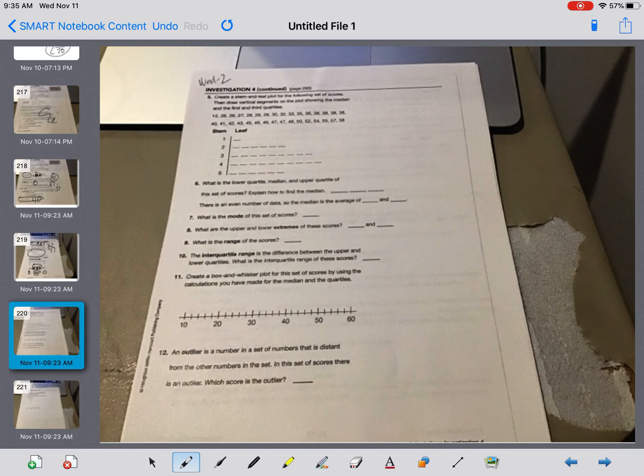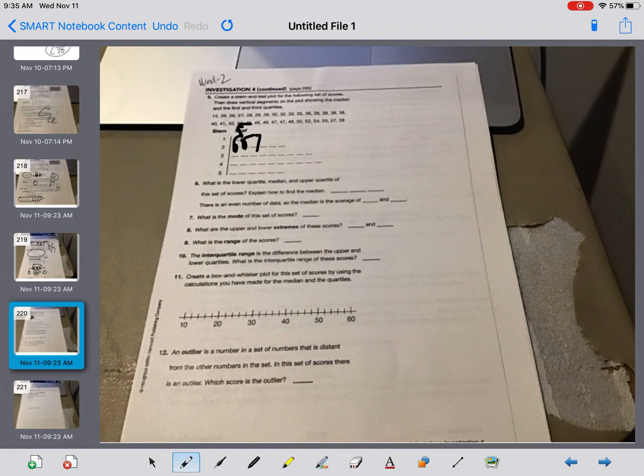Okay, it says create a stem and leaf plot for the following set of scores, then draw a vertical segment on the plot showing the median and the first and third quartiles. Now, guys, the nice thing is they already gave me the numbers, so I'm just going to start this here. The first number is 15. We broke apart the 1, so I write a 5. Then I have 26 and a 26 and a 27.